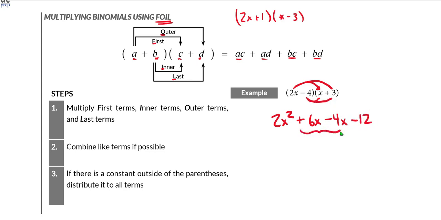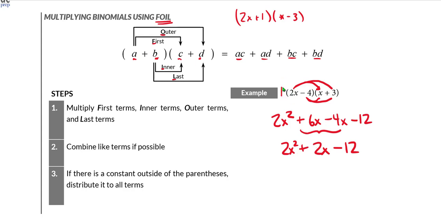Of course, we can combine, as we often can, these two terms in the middle. 6x and negative 4x are like terms, and therefore we can combine them as 2x. So we get, finally, 2x squared plus 2x minus 12. Could we factor out a 2 here? Yes, we could. I'm not going to do that right now. It's not really necessary in the context of what we're doing here.